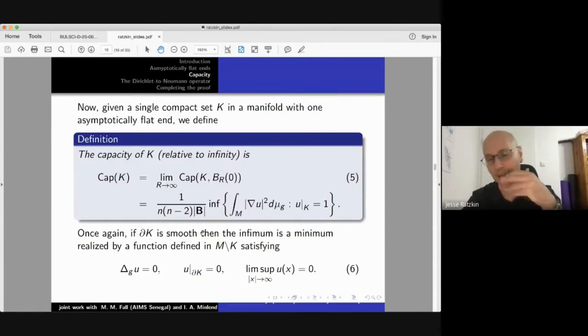And then once again, I do my Euler-Lagrange computation. Oh, and that's a typo. That should be, I have a function defined in the complement of my compact set, which is harmonic in the complement of K. The boundary value should be 1, not 0. Sorry about that. And the lim sup as x goes to infinity should be 0. So you should think of that as really a boundary value at infinity. Okay. So this is the functional I'm dealing with.